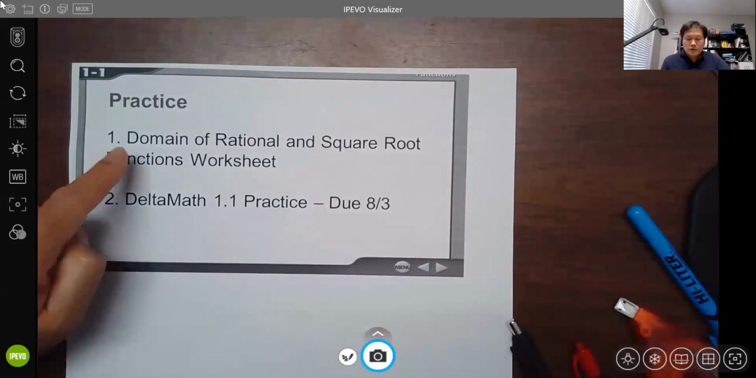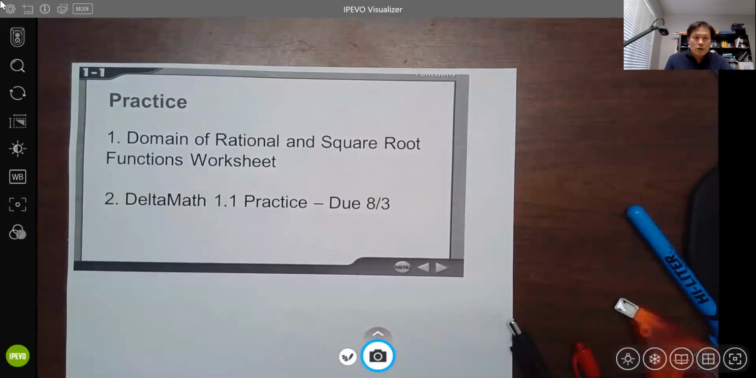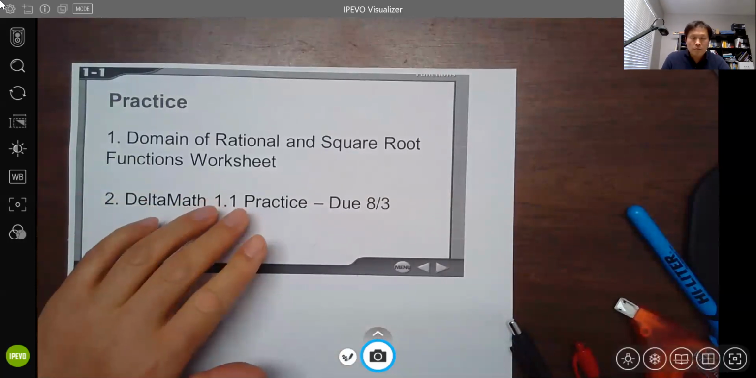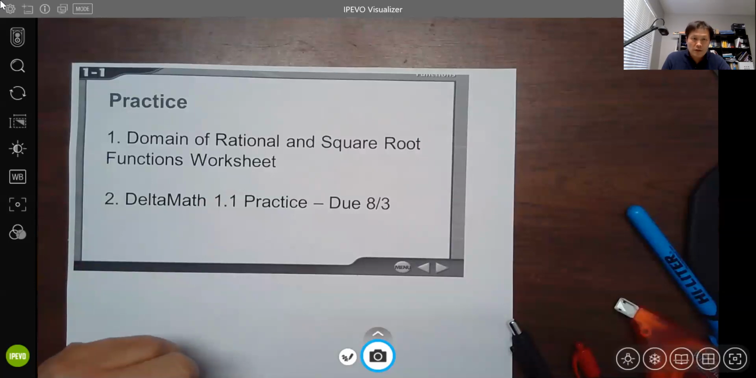You need to finish this worksheet. You need to log into Delta Math and do the 1.1 worksheet in Delta Math. So you have 2 homeworks here. Both of them are due next Monday, 8 a.m.